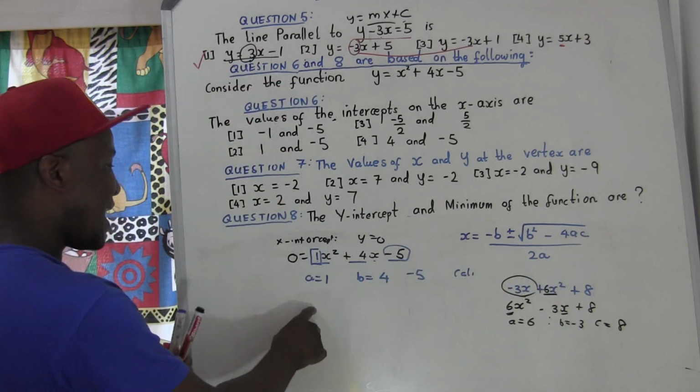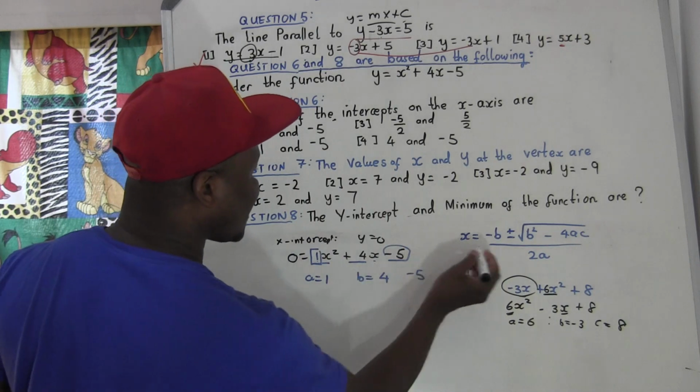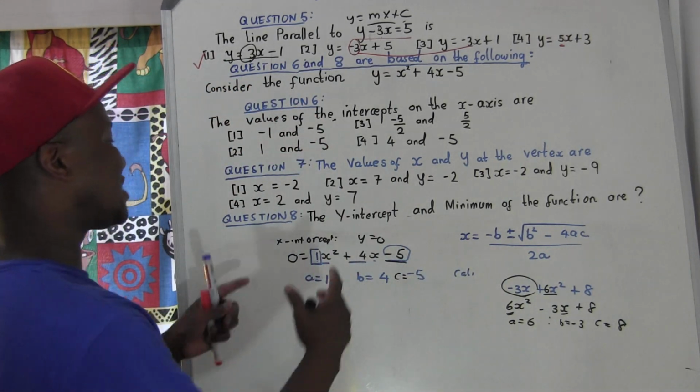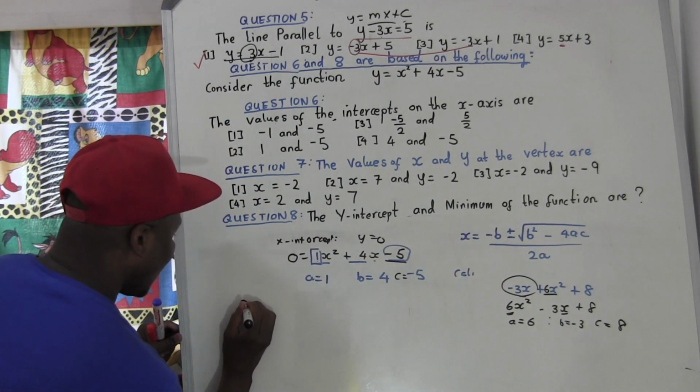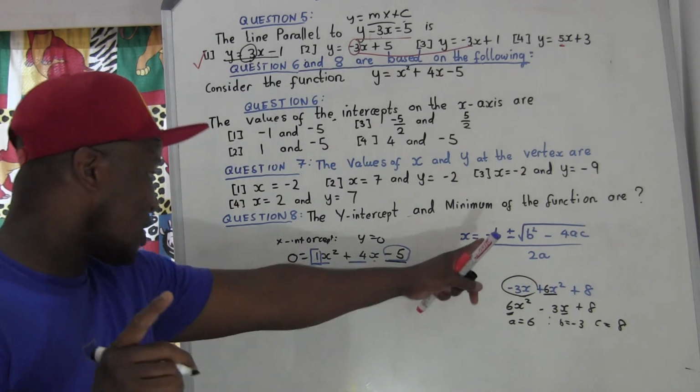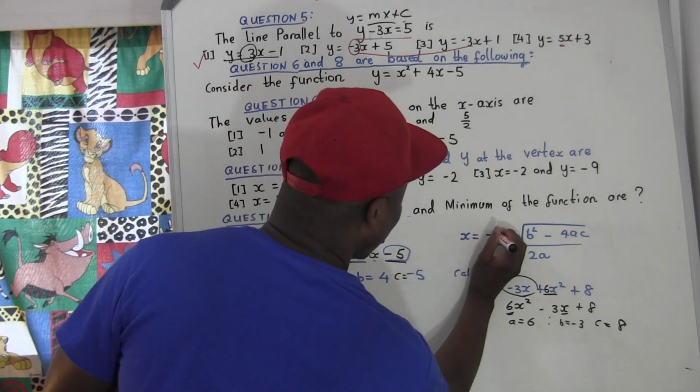Now I have my a, my b, and my c. We're going to take these and substitute them into the formula. So x equals negative... This is where students make mistakes. Put your negative, and whenever there's a letter, put brackets.